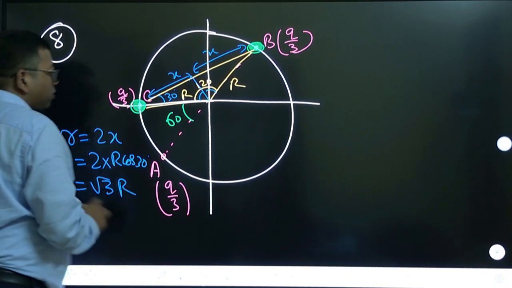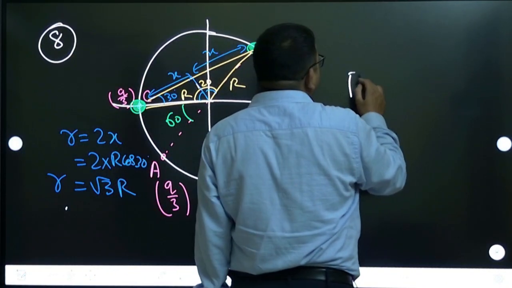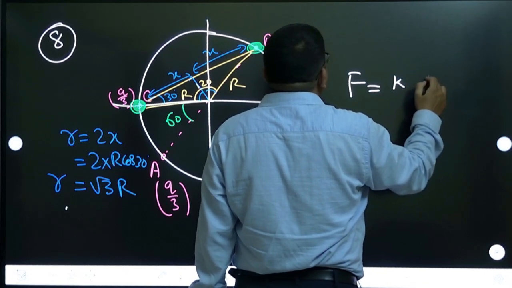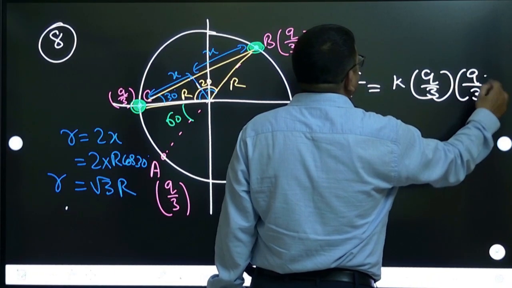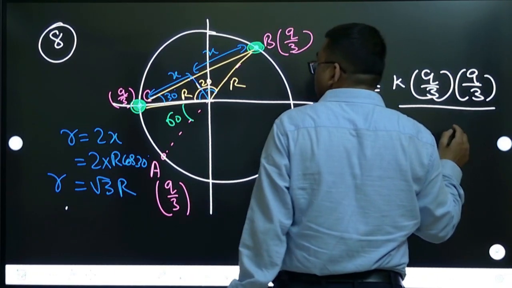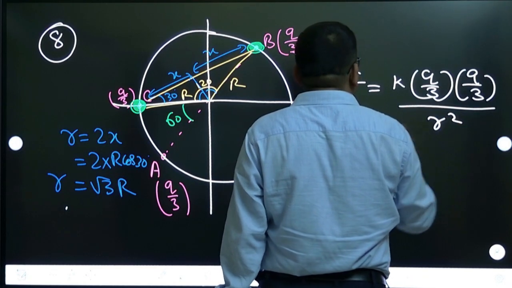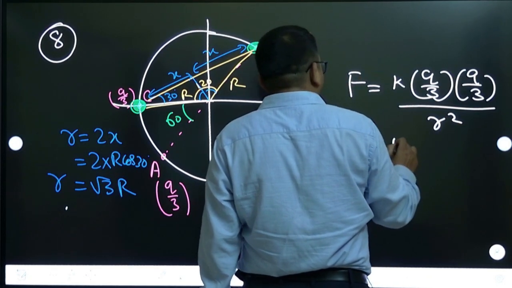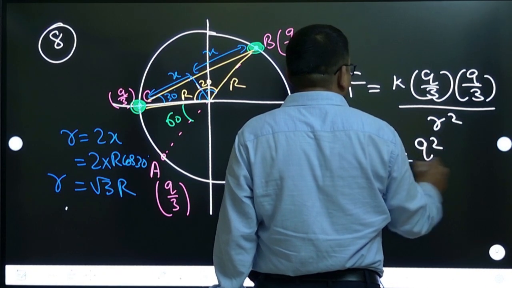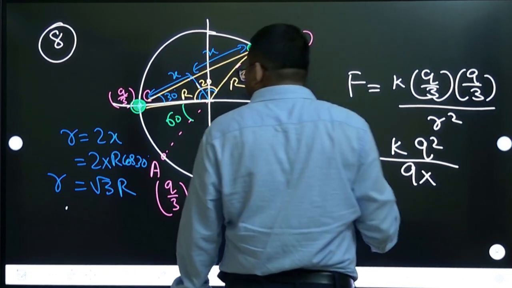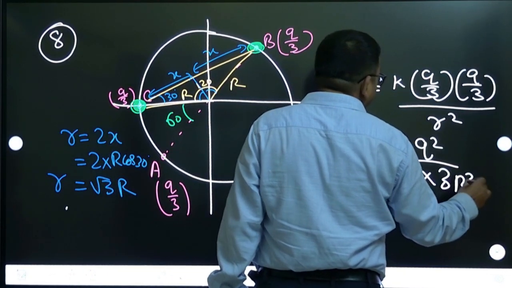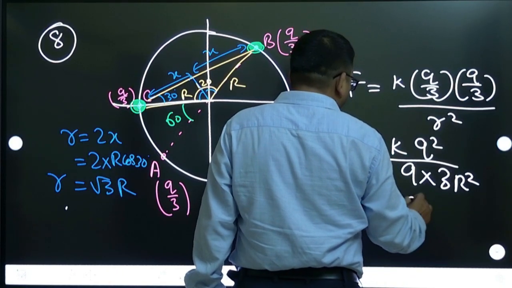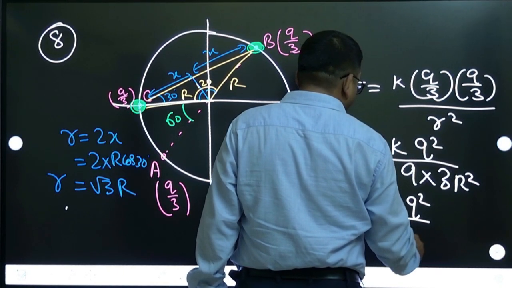So force between these two charges is k into q by 3 into q by 3, the product of charges, divided by distance r square. So now you solve it. k q square by 9, divided by r square. Here r is how much? Root 3 r. So root 3 square is 3 r square. So this becomes k q square by 27 r square.